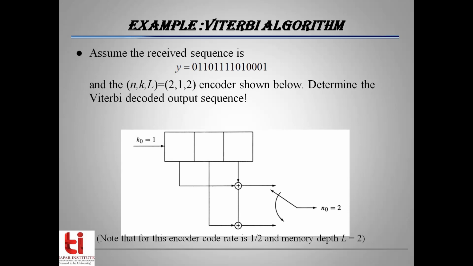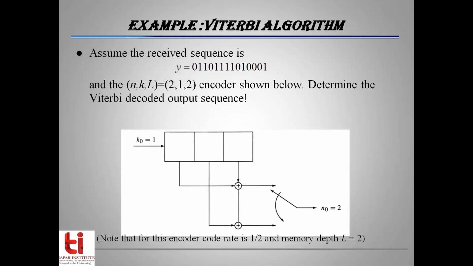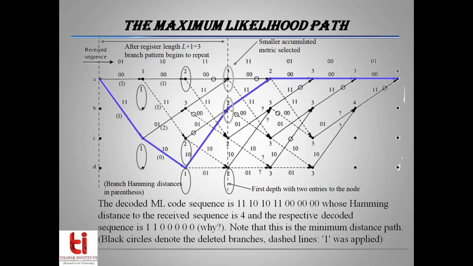We need to note that for this encoder the code rate is half and memory depth L is equal to 2. So we will construct this trellis diagram for this given received sequence. Again, compare this sequence. What was it in here? 0 1 1 0 1 1 1 1 0 1 0 0 0 1. So here also the received sequence is written in this diagram: 0 1 1 0 1 1 1 1 0 1 0 0 0 1.